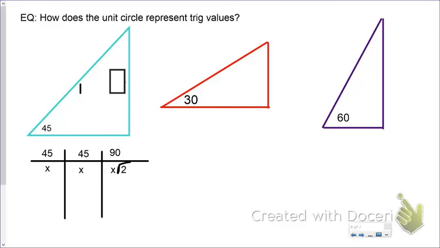Hi guys. So what we're going to look at today is how the exact values that we solved for yesterday relate to something called the unit circle. And that's going to help us solve for some of the values we haven't been able to find yet.